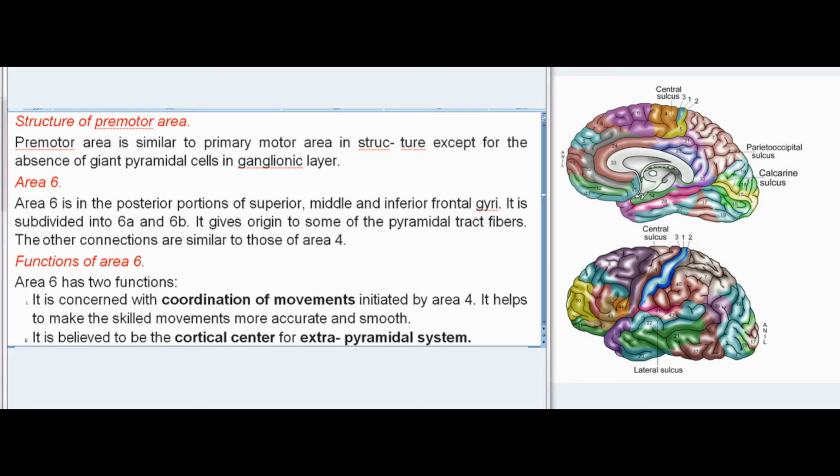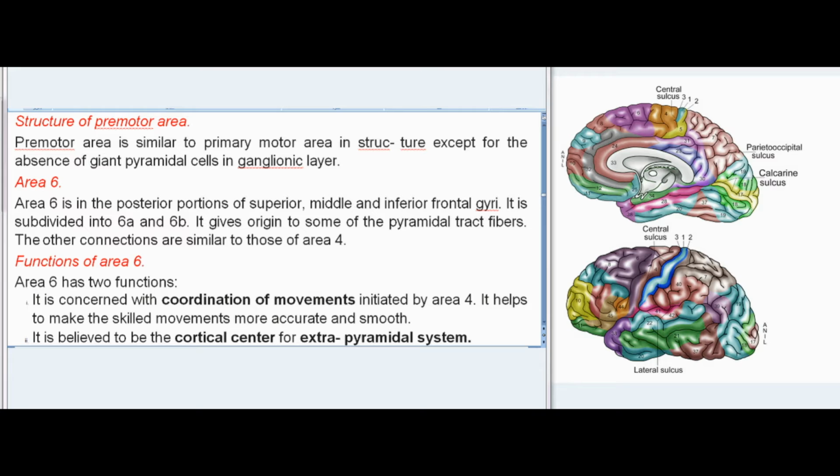Premotor area is similar to primary motor area in structure except for the absence of giant pyramidal cells in ganglionic layer. Area 6. Area 6 is in the posterior portions of superior, middle, and inferior frontal gyri. It is subdivided into 6A and 6B. It gives origin to some of the pyramidal tract fibers. The other connections are similar to those of area 4.